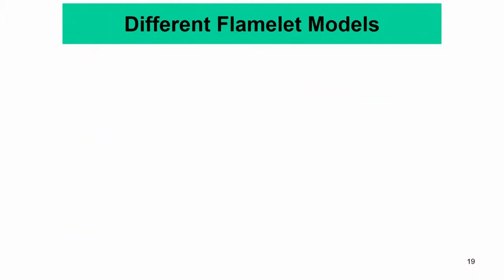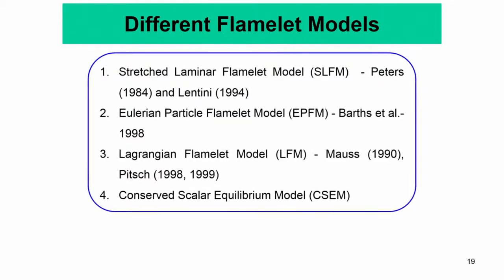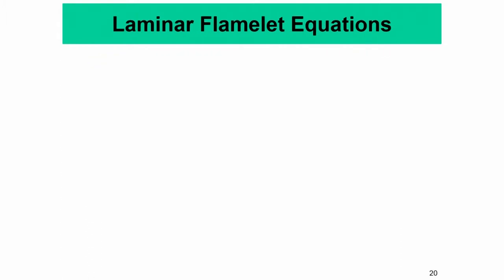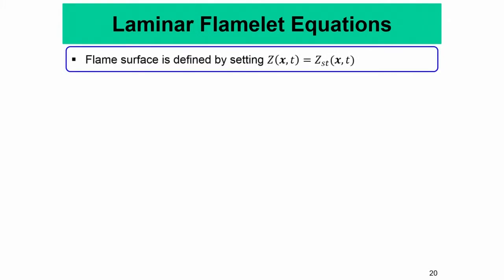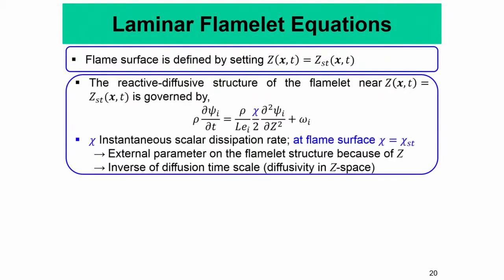Now, we go to these different flamelet models, where we have essentially discussed the stretched flamelet model by Peters, the Eulerian particle flamelet model, the Lagrangian model, and the conserved scalar equilibrium model. That is what we discussed just before, where in the presumed shape PDF we have essentially plugged in this conserved scalar equilibrium assumption, this 1D non-premixed flame, into the presumed shape PDF.